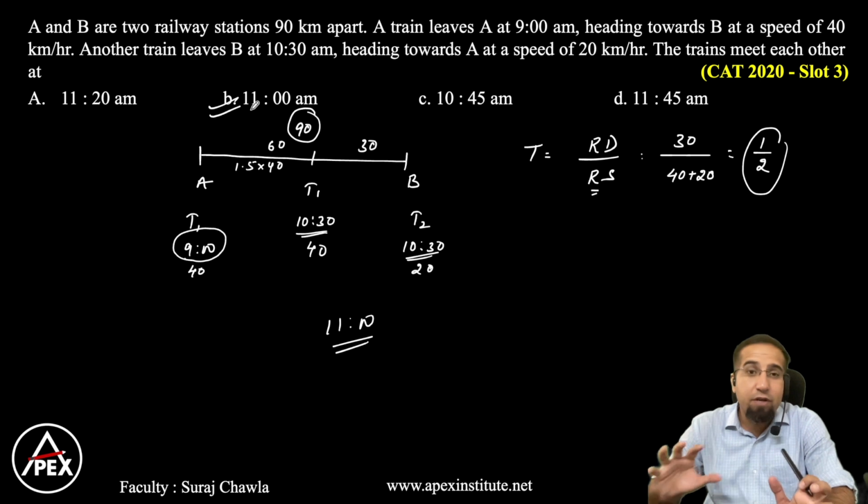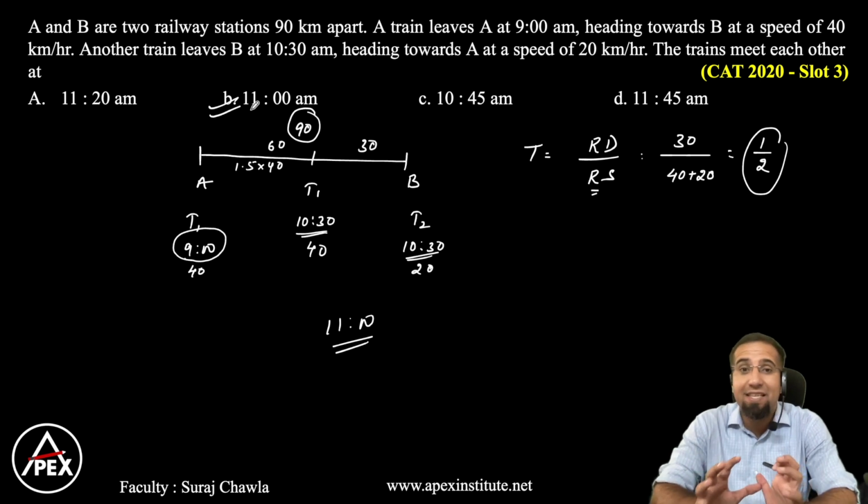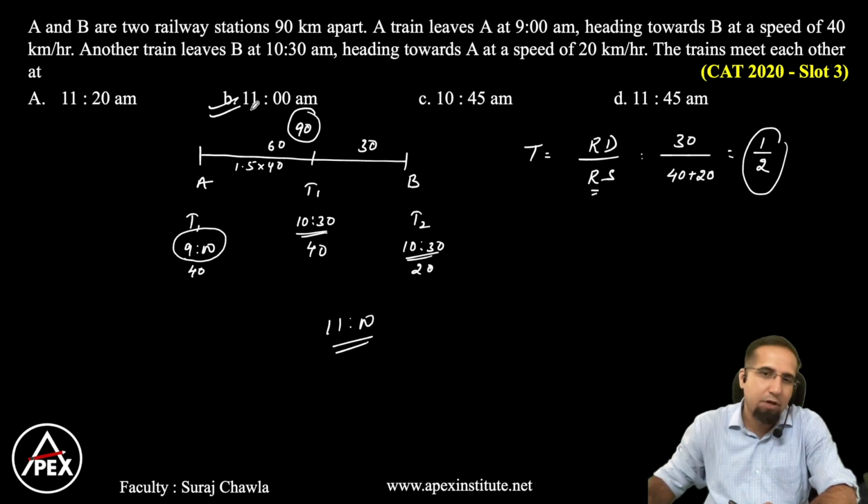So, again repeat guys, relative distance is the distance separating both the bodies at the same time. And we need to consider the person who is starting late. That becomes our reference point here.